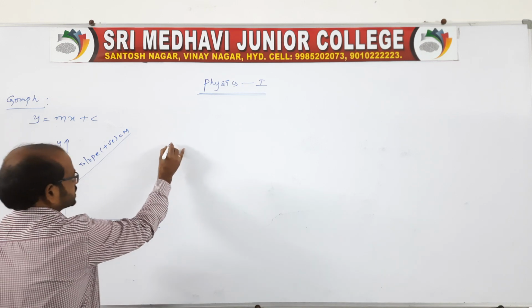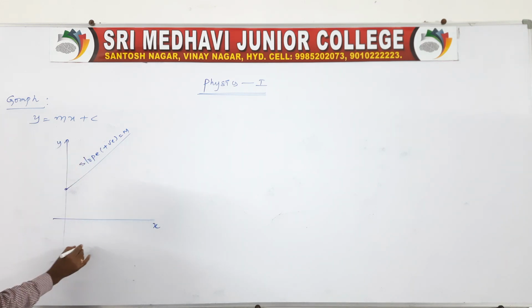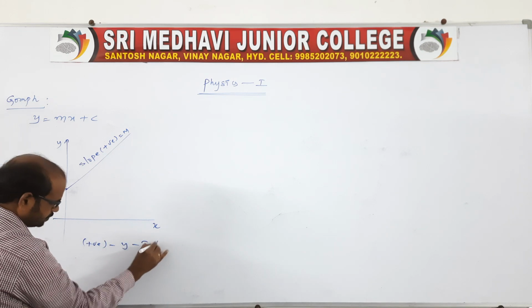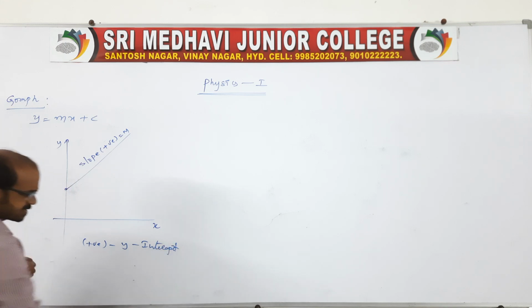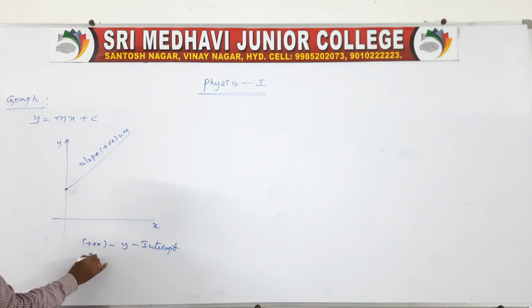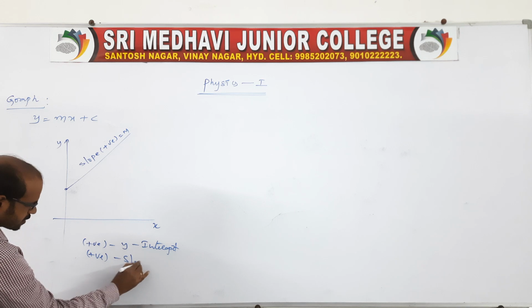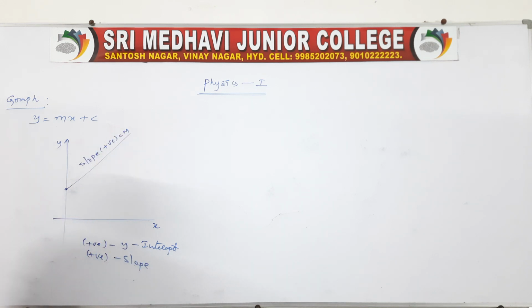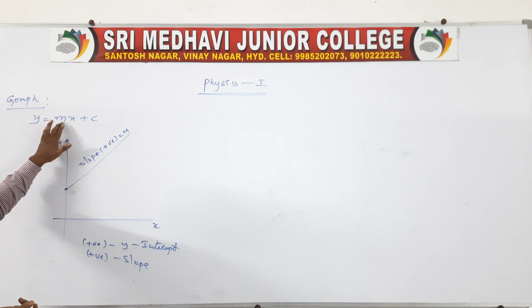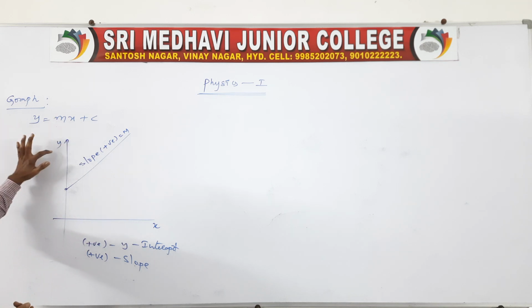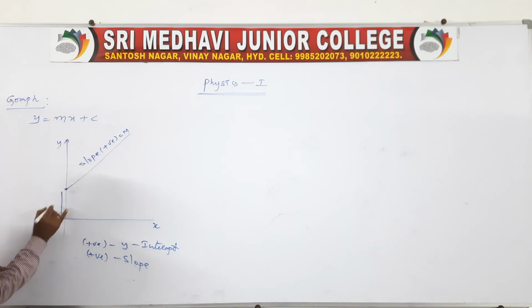Here we should write the conclusions, which are very important. It has a positive y-intercept, and as well it has a positive slope. The slope is positive because it is increasing. These are the conclusions related to y = mx + c. In this, no doubt m is the slope, x is on the x-axis, y is on the y-axis. This point from the origin is c. This is the y = mx + c graph.